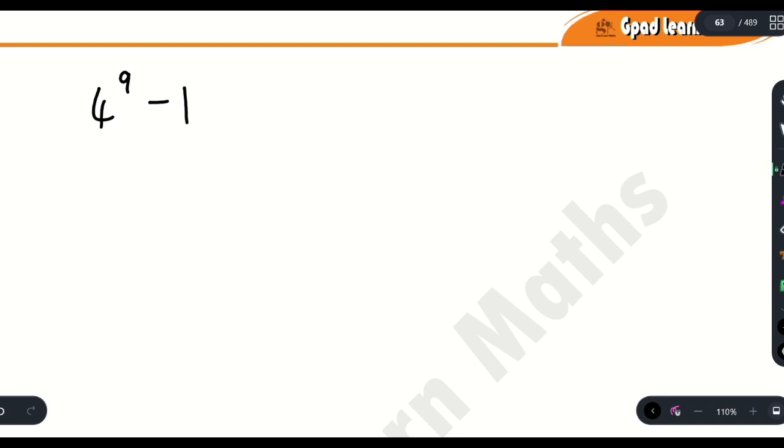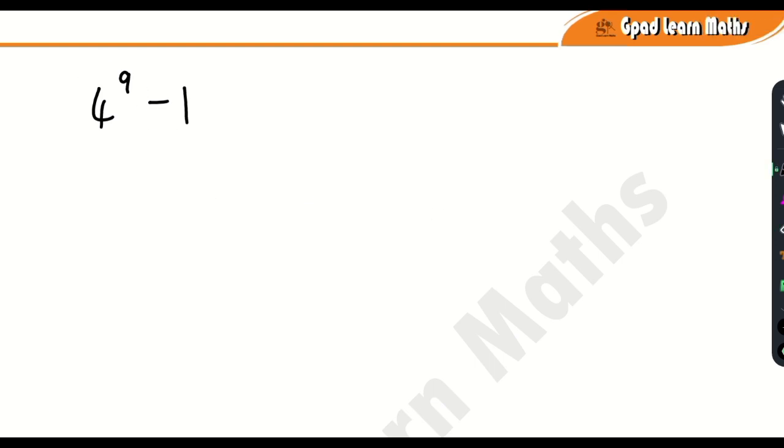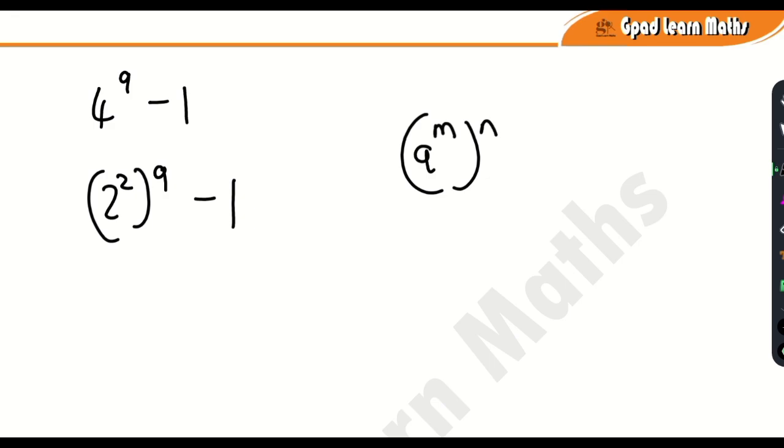Now, because I don't want to do 4 raised to 9 directly, I am going to express 4 as a power of 2. Watch this. 4 can be written as a power of 2, 2 raised to 2. Of course, that's true. So (2 raised to 2) raised to 9, then minus 1. Now, from one of the laws of indices, if you have a raised to m bracket raised to n, you can switch the position of these exponents. So I can rewrite this as a raised to n in bracket and then raised to m.